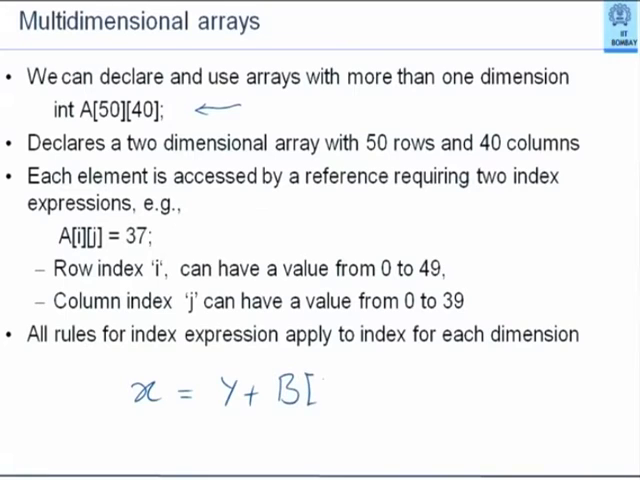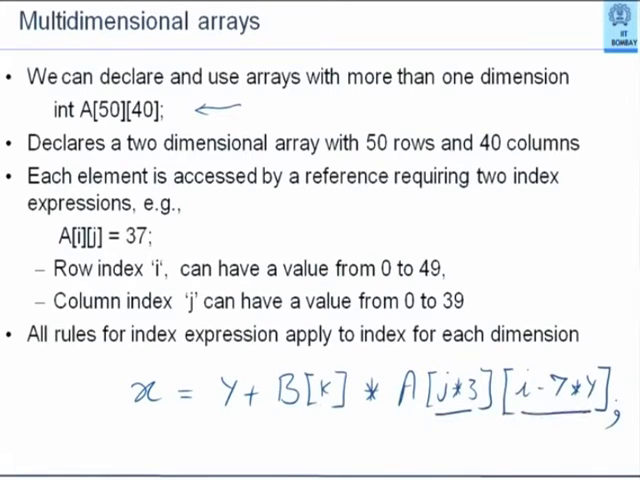Consequently, whenever I say x is equal to y plus, let us say, b[k] multiplied by a[i][j] star 3i minus 7 multiplied by y. If b is an array, then this would be a perfectly valid expression. Expression evaluation as usual, it will first evaluate this index and this index. Then it will pick out the appropriate element of b and the appropriate element of a, given row number and given column number, and use those values for doing your calculation. Is that okay? So no confusion in this.